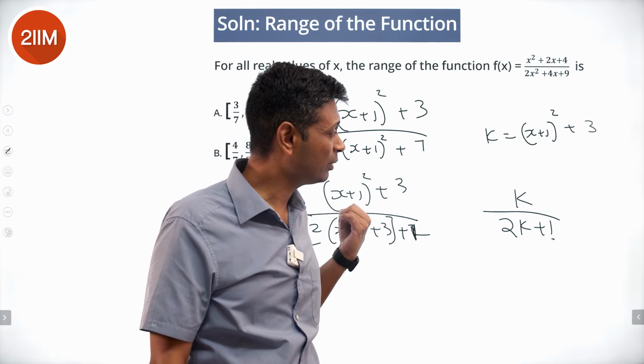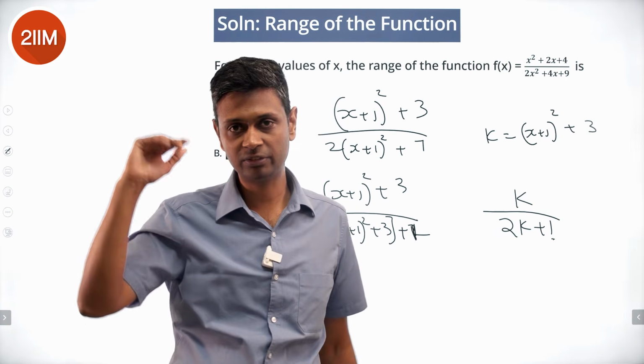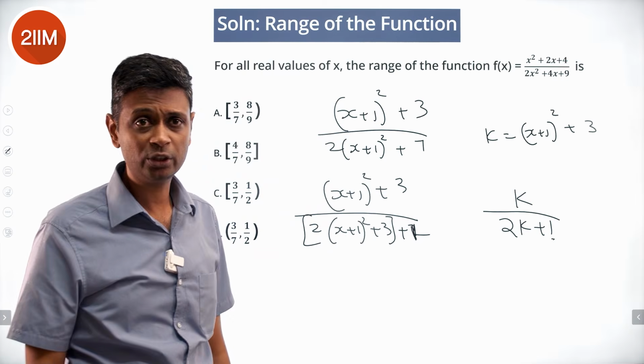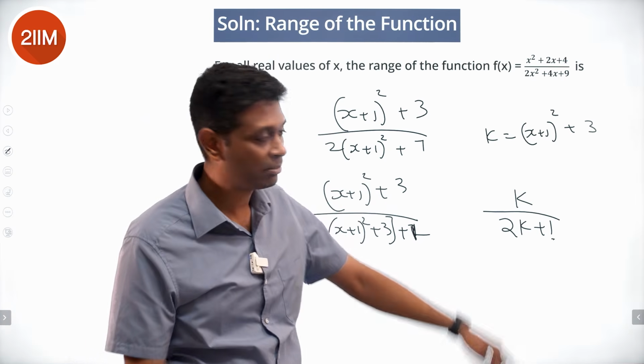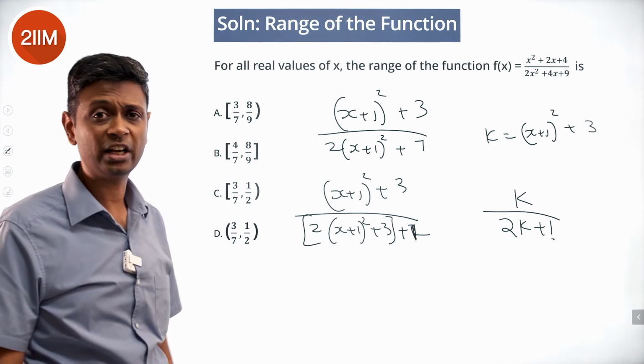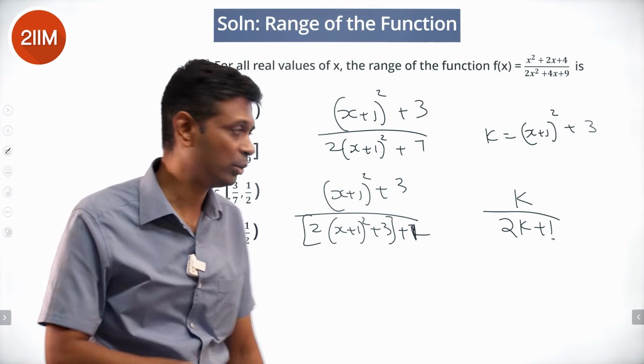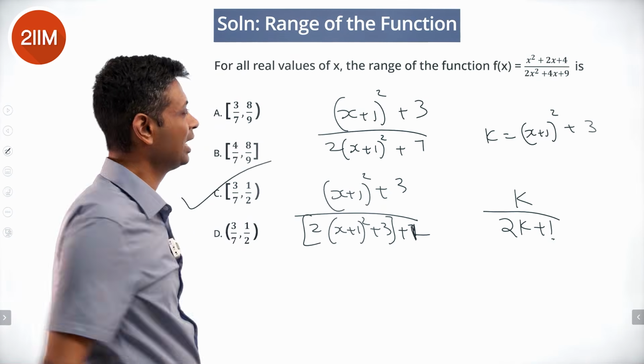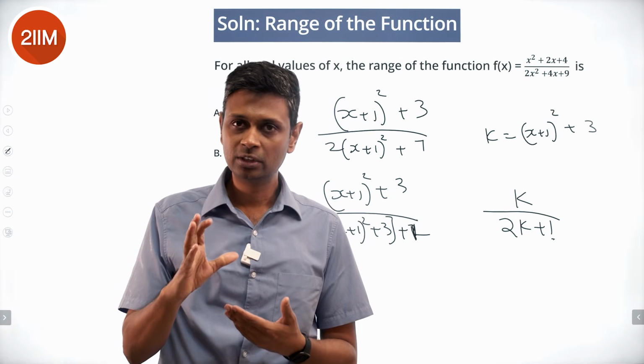And so this number will go to half when k is very high. What is the smallest value it can take? In case k is 3, 3 by 7. Smallest it can take is 3 by 7. Largest it can take is 1 by 2. It cannot quite be 1 by 2. This is the answer. Complete the square.